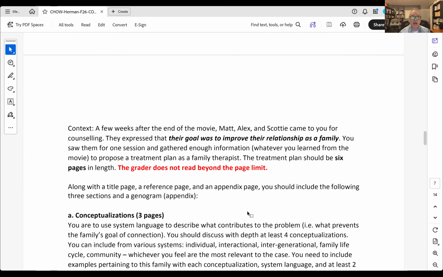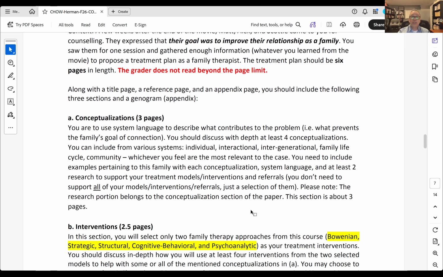So in this paper, along with a title page, a reference page, and appendix page, you should include the following 3 sections and a genogram. So there are 3 main sections you need to write about. The first one is the conceptualization. I was saying to you earlier when we first introduced the course, to conceptualize the case is to really look at what is creating the problem for this family. Basically, it's what is contributing to the problem, what is blocking the goal.